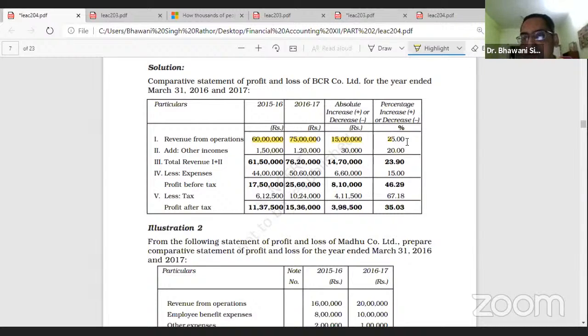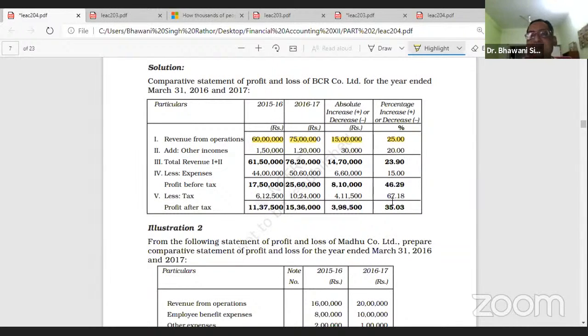25 percentage. So percentage change is 25. So then we do this for all the different items which are given in the profit and loss statement, so as to get the complete absolute changes and all the percentage changes.